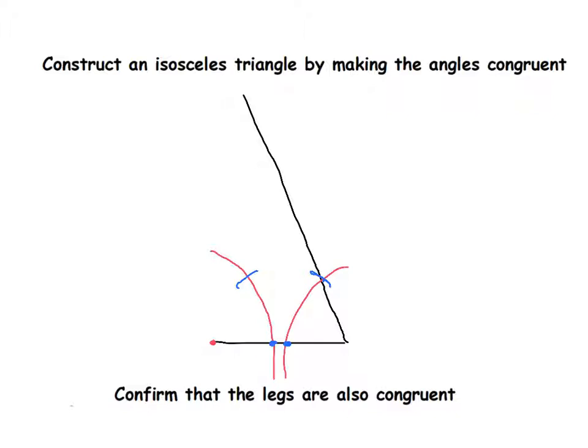The last step would be to draw in this line from the left through the X on up. What I did is I made these two angles congruent, and then I should be able to confirm these legs here are also congruent. That's the converse of the isosceles triangle theorem. If the angles are congruent, then these sides should also be congruent.